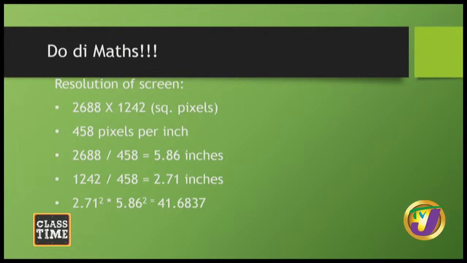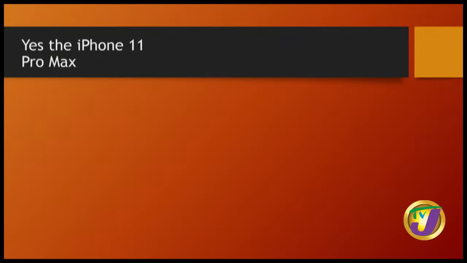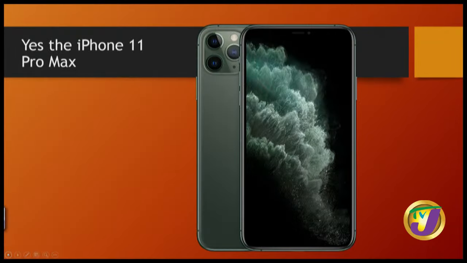And then we're going to add the sums of these squares, which would give us 416,837. And when we find the square root of that using Pythagoras' theorem, we get 6.456, which is also close enough to 6.5 as we saw earlier from our specification. So what are we talking about? We're talking about this device called the iPhone 11 Pro Max.